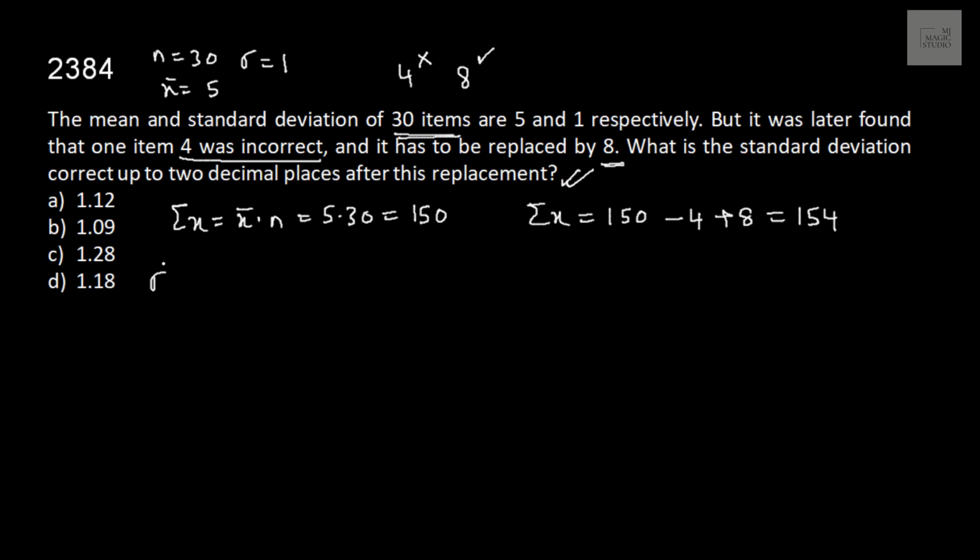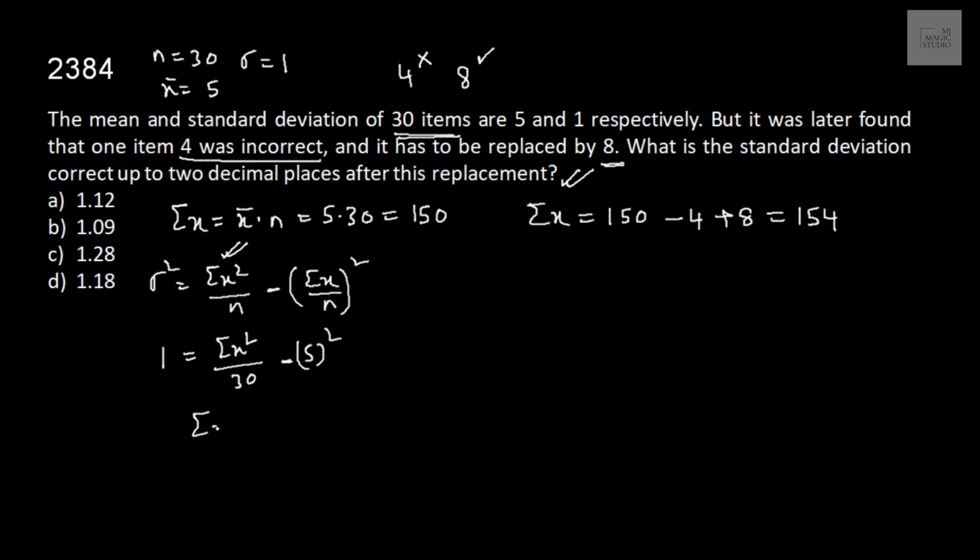Now we know that SD square is summation x square by n minus summation x by n whole square. So this is for the wrong data. We are trying to calculate summation x square. Sigma square is 1, 1 square is 1. Summation x square by n, n is 30, minus summation x by n is nothing but x bar, that is 5 square. So now 5 square is 25. If you take it here, it will be 26. 26 into 30 would be 780. So wrong value of summation x square is 780.